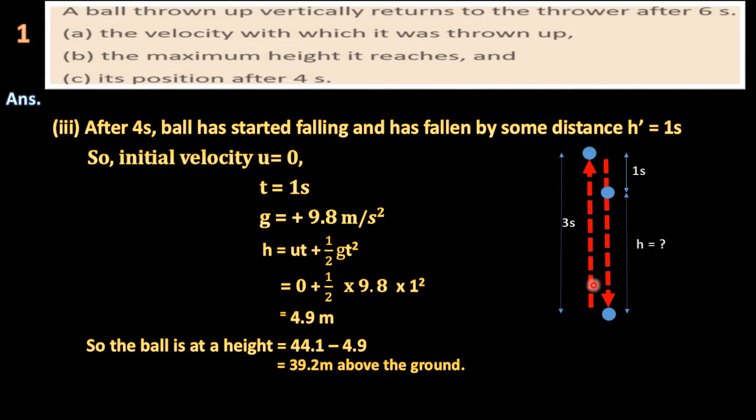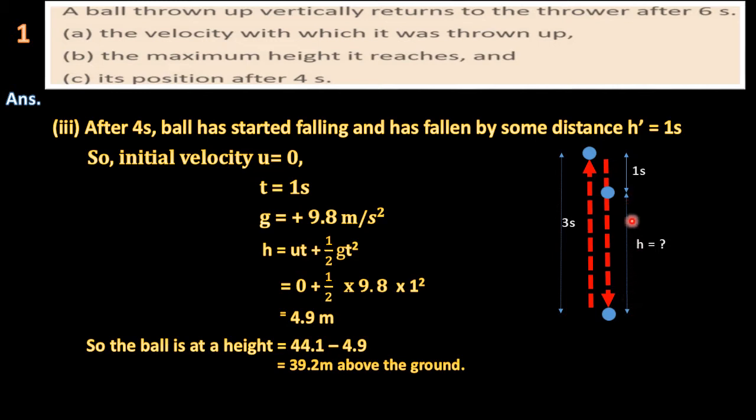So after 3 seconds, the ball is at the maximum height, and in the next second, we can think that the object is undergoing free fall. So first let us calculate the distance covered by the ball in this 1 second. Then from the maximum height, we are going to subtract this distance that the ball covers in 1 second, and hence we get the distance of the ball from the ground. Hence we can calculate this particular height.